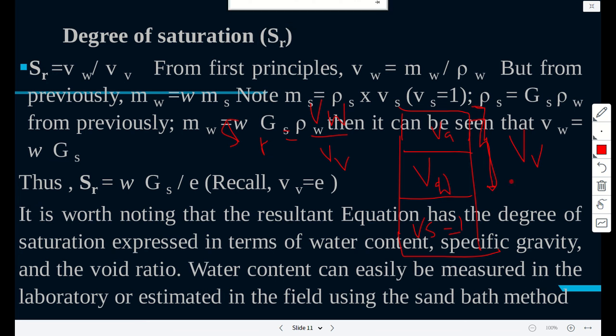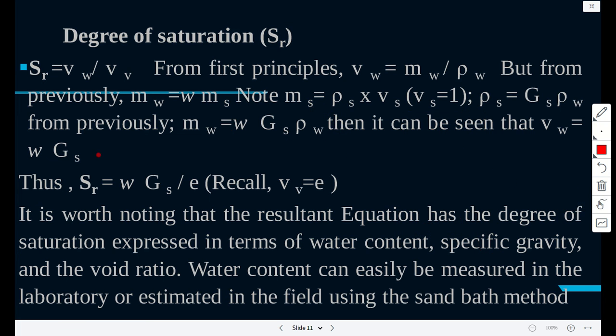Now, but what is the volume of water? Because we have to substitute the volume of water here. The volume of water is the mass of water divided by the density of water, from basic principles, because density is mass over volume. Stay with me, this is straightforward.